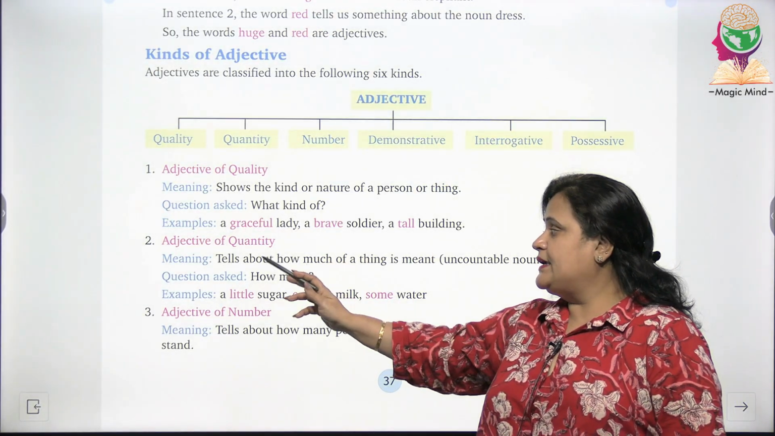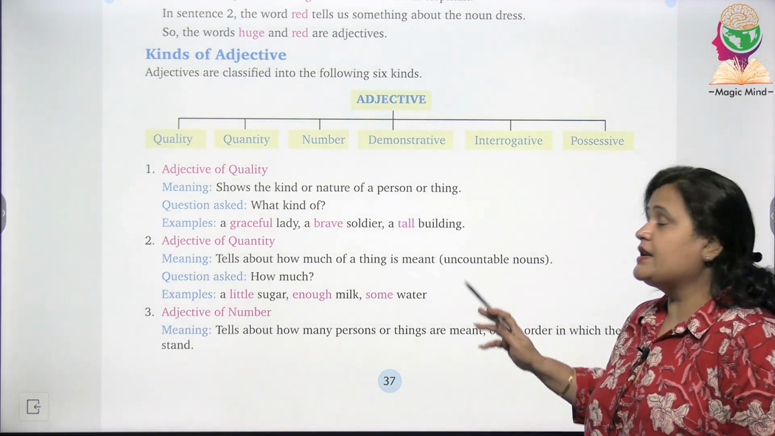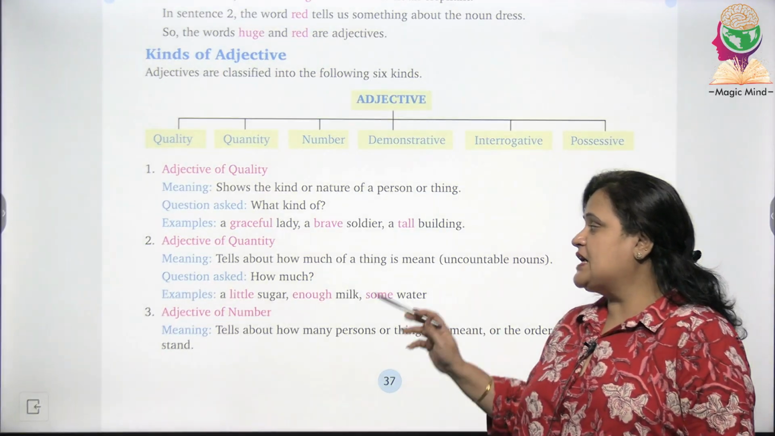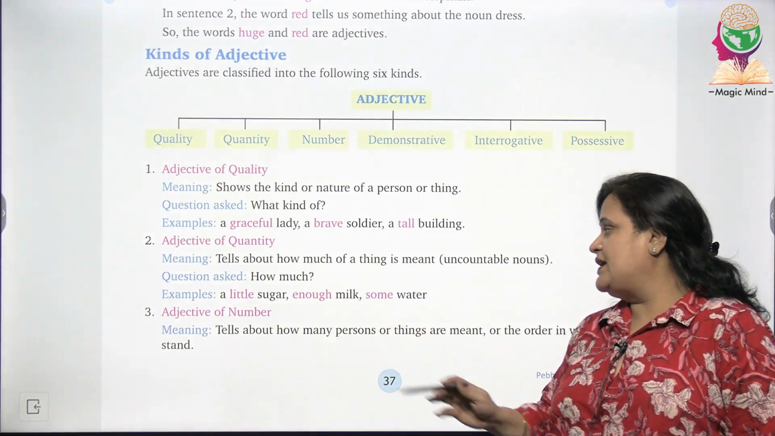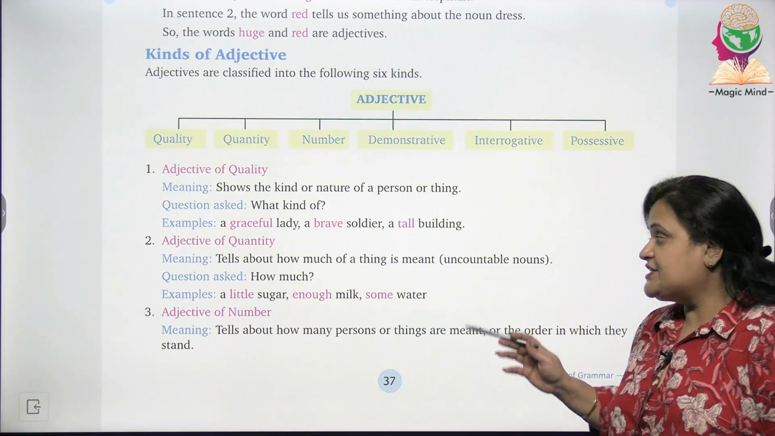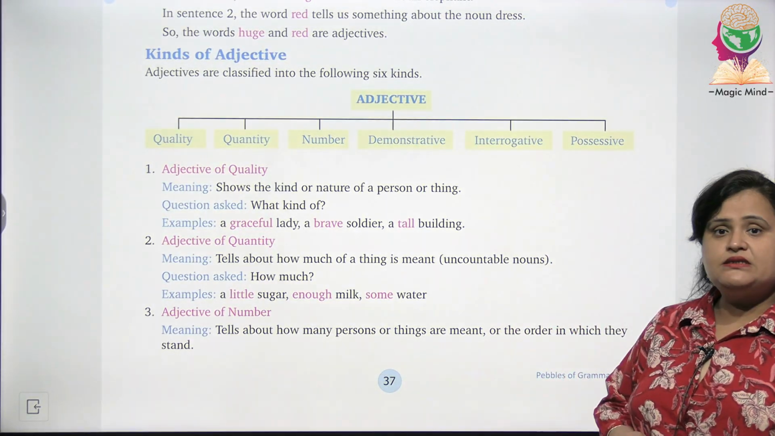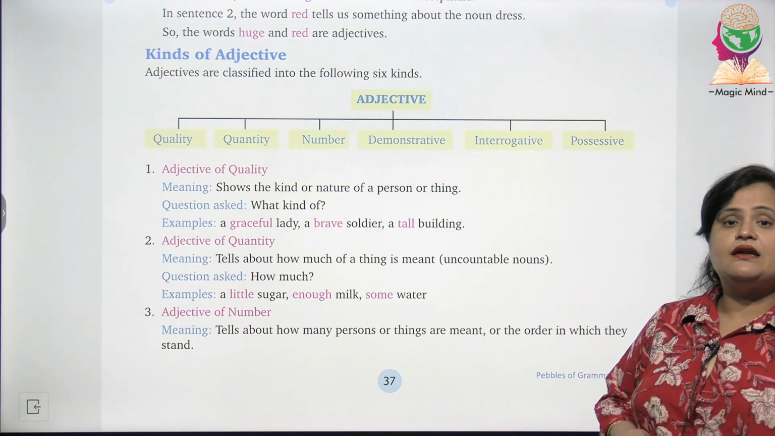Adjective of quantity tells about how much of a thing is meant. Uncountable noun के लिए ये use किया जाता है. So question asked, how much? Like a liter sugar, enough milk, some water. Adjective of number tells about how many persons or things are meant or the order in which they stand.